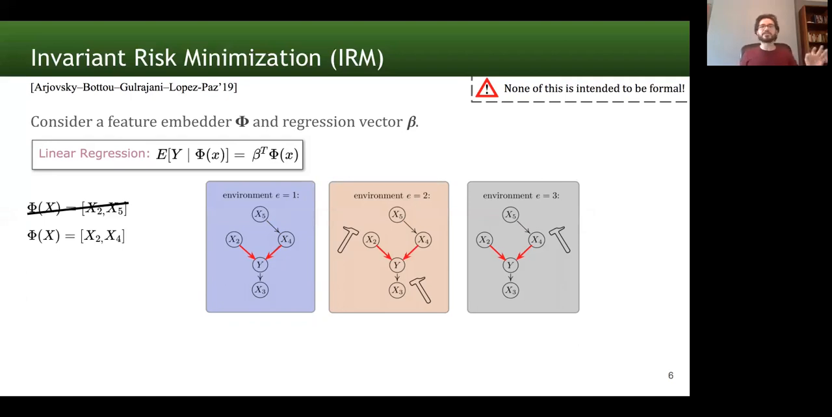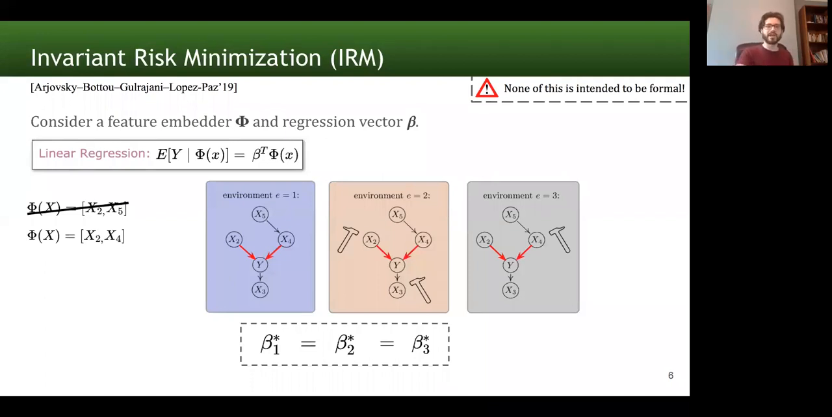And recall that this is really the motivation behind invariant causal prediction in the first place. So it sort of makes sense that we would see that this is the correct set of features to uncover in the deep learning case as well. And in this case, because the mechanism is the same, we expect that the optimal regression vector on top of these recovered features is the same in all environments.